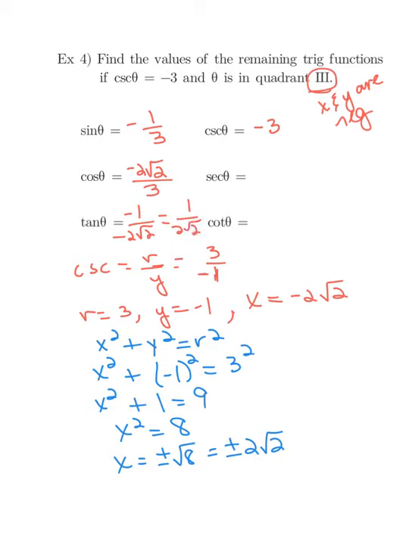Secant is r over x, so we're going to have 3 over -2 square root of 2. And cotangent, since tangent was positive, cotangent will also be positive. We're going to put 2 square root of 2 over 1, which is just 2 square root of 2.